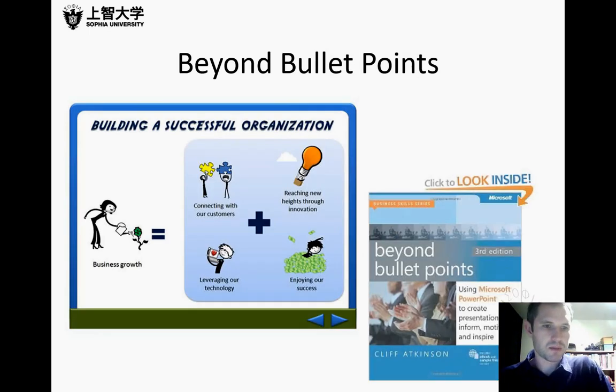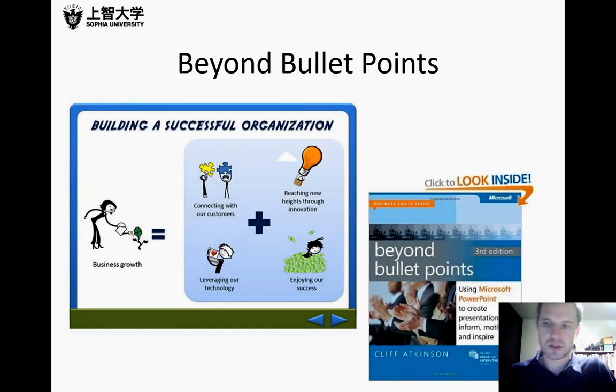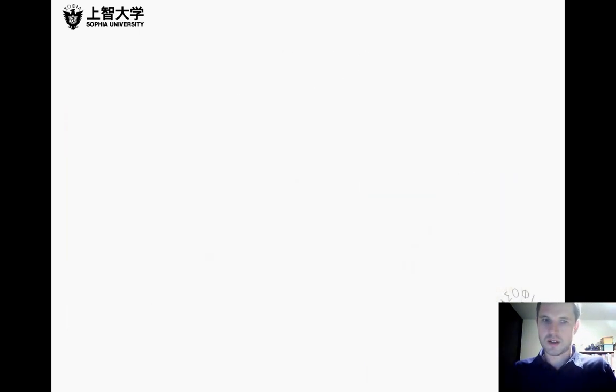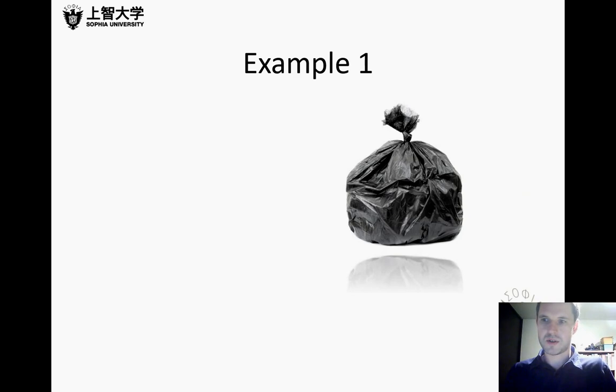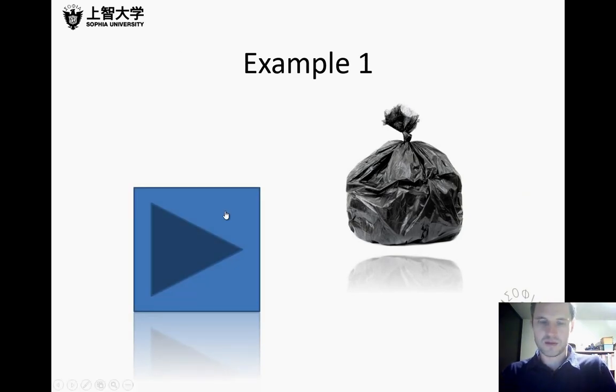So the Beyond Bullet Points approach was developed by a person called Cliff Atkinson, who worked for Microsoft, and he basically suggests that when you create a PowerPoint presentation, you should try and create it like a story, like in a movie or a graphic novel or comic book or something. And so the story should be easily told through the pictures. Okay, so now I'm going to show you an example of a rubbish presentation.